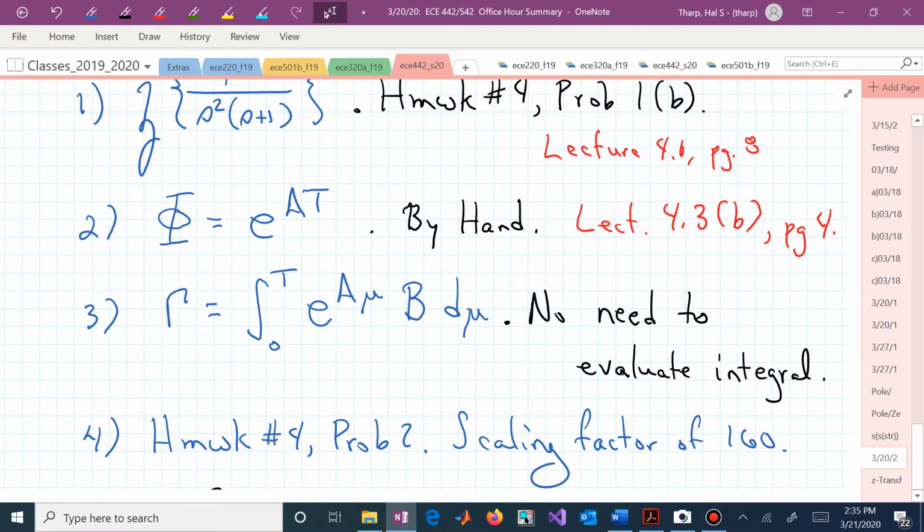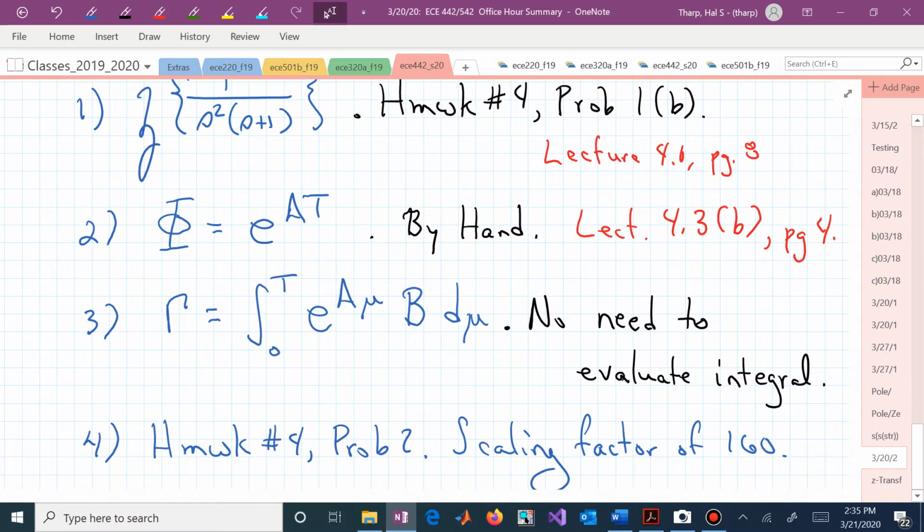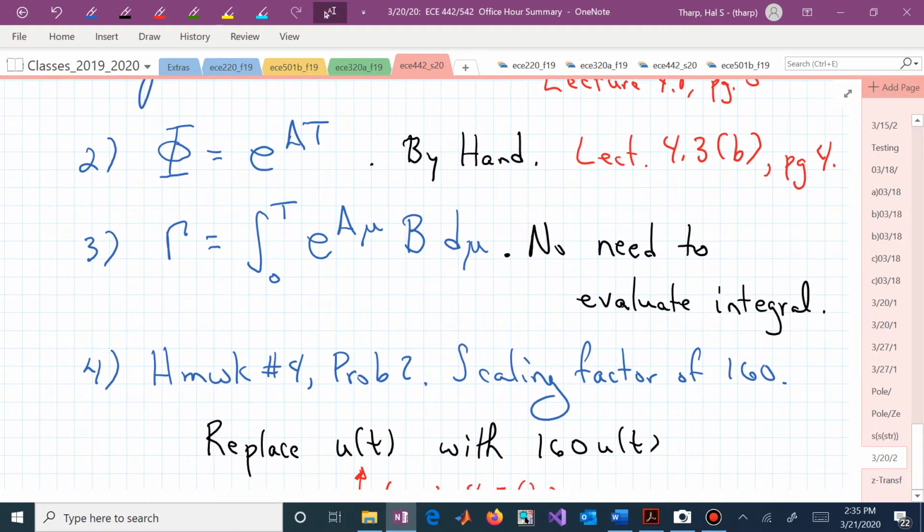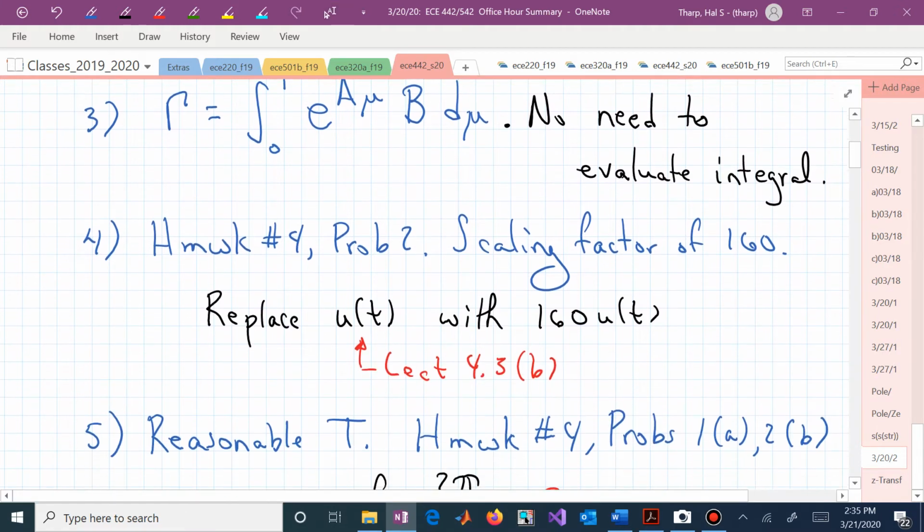This is, I think, homework problem number 2 on homework assignment 4. Look at lecture 4.3b on page 4, how to do that by hand. And we'll go through that a little bit more carefully after I run through these questions. If you have no need for any of these answers to these questions, then you can simply turn off the video. In computing gamma in the same problem, you don't need to evaluate the integral. That's a little bit tedious. So in this case, if you can set it up, that should be sufficient.